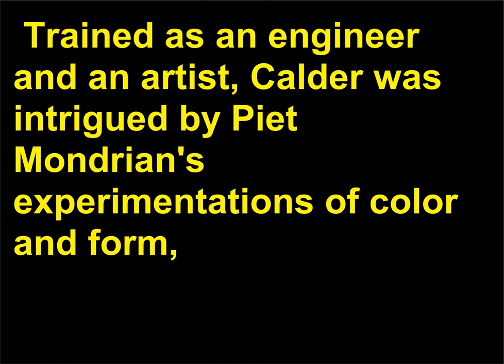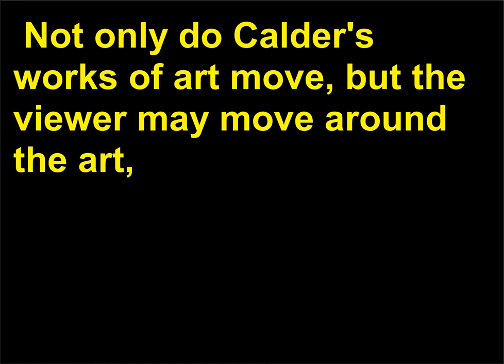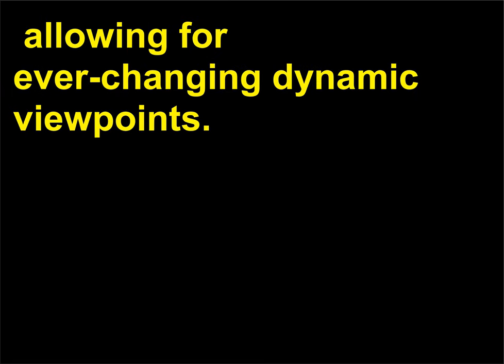Trained as an engineer and an artist, Calder was intrigued by Piet Mondrian's experimentations of color and form, and himself created free-hanging mobile sculptures engaged in constant physical change. Not only do Calder's works of art move, but the viewer may move around the art, allowing for ever-changing dynamic viewpoints.